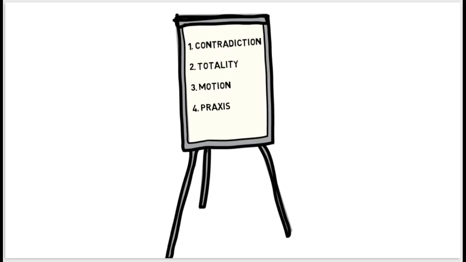Third is motion, which refers to the changing nature of relationships over time. Motion shows us that when people change, relationships change too. And fourth is praxis, which refers to the notion that humans make choices. Praxis shows us that people make choices that are influenced by many factors, including previous choices, choices of others, and cultural and social conditions.